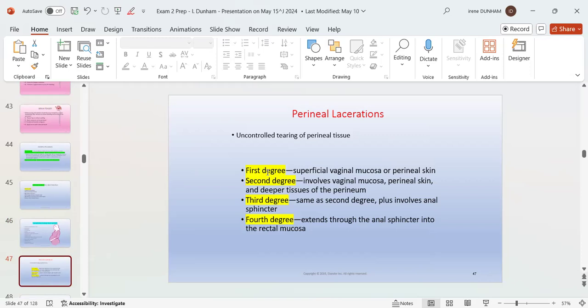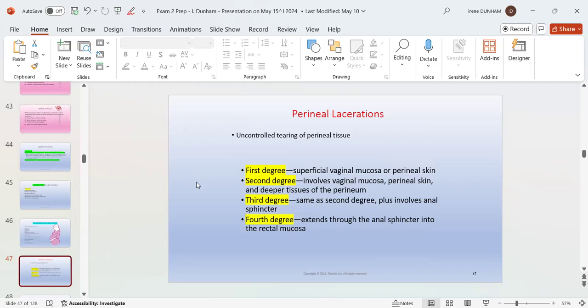So the first degree is just really the superficial top portion of the skin. Okay, then each degree goes a little bit deeper. So second degree, you're getting a little bit more of the skin and getting into the deeper tissues of the perineum. Now I'm going to cut more, third degree. I'm getting into the sphincter area. Not a good area. And then fourth degree, I'm cutting all the way through everything. I'm going down through the anal sphincter into the rectal mucosa. Those are the 4 degrees of what we call C-section from below.